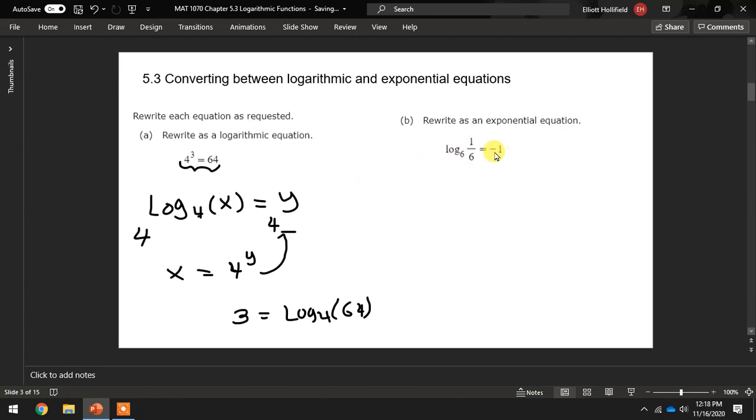Now let's try the same game with this example. Here, let's take this logarithmic expression and rewrite it as an exponential equation. We can think of taking 6 and raising it to both the left and the right hand sides. On the left hand side, the log and the base, they cancel. So we're just left with 1/6. On the right hand side, we get 6 raised to the -1, which we know to be true.